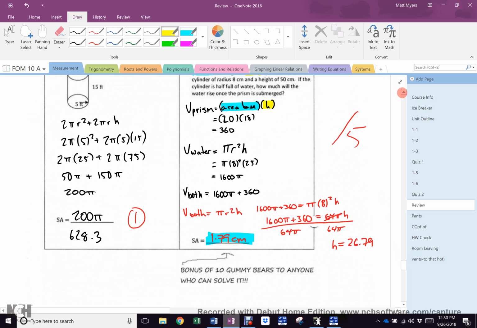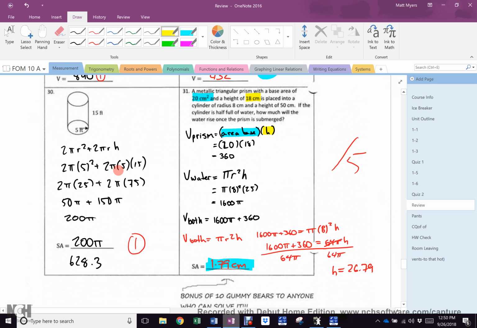The surface area of a cylinder is simply a formula from your sheet. Fill it in. I gave you a height. I gave you a radius. Just fill it in. I will accept 200 pi or 628.3.